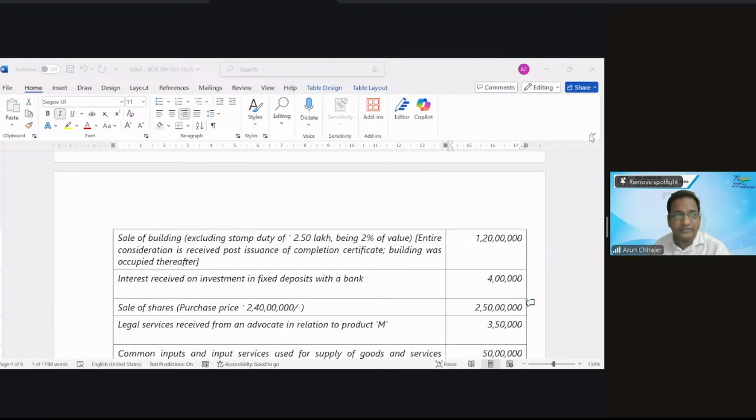Capital gain calculation. Whether capital gain comes under GST. Well, the capital gain is liable to GST? Will the capital gain be liable to GST? No. Fine. Legal services received from advocate in relation to the product M. It will be liable under RCM.